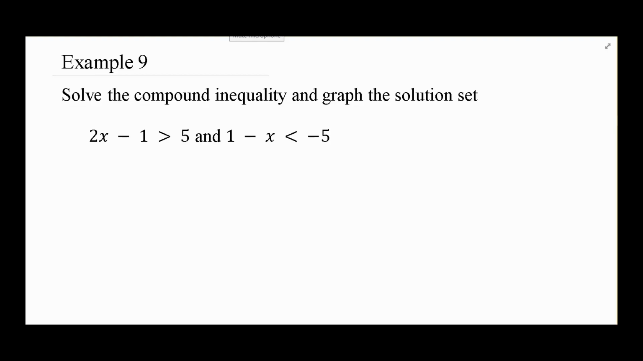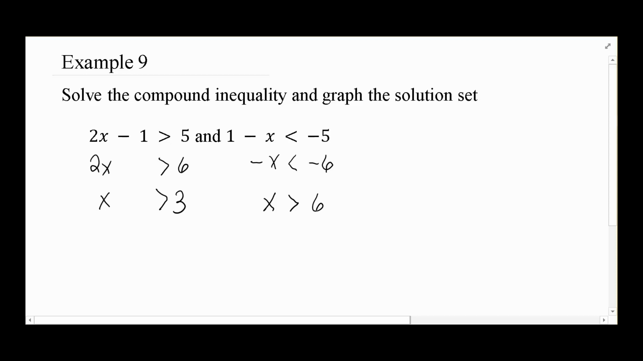Let's go ahead and solve these two inequalities. We can go ahead and add 1 to the other side, and then divide by 2. We're dividing by a positive, so no big deal. The inequality sign stays the same. Happy, happy. Now for the second inequality, we're going to subtract 1, then multiply by negative 1. Because we're multiplying by a negative, here's where the inequality sign has to change.